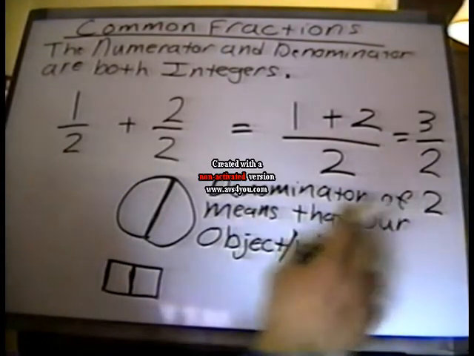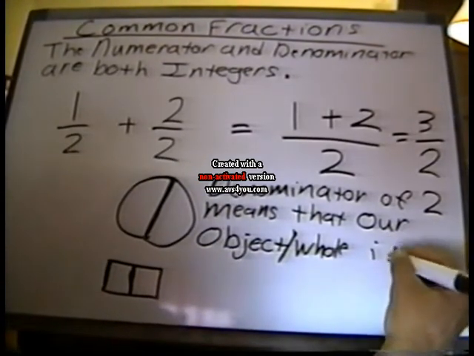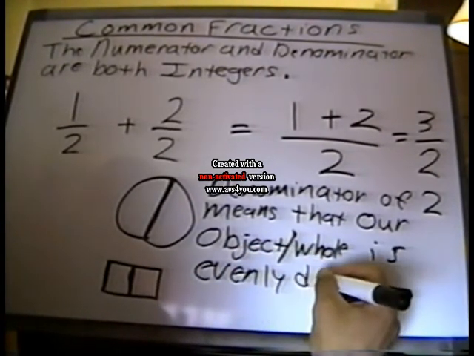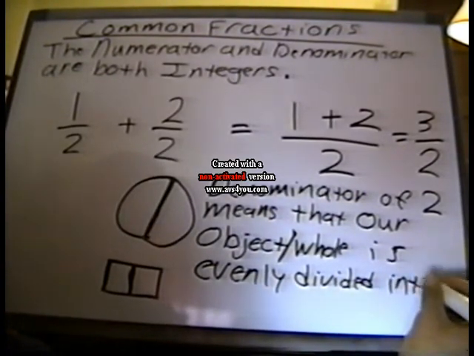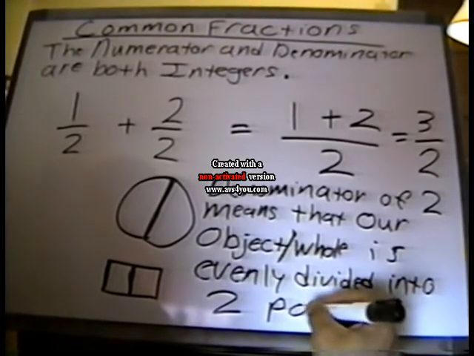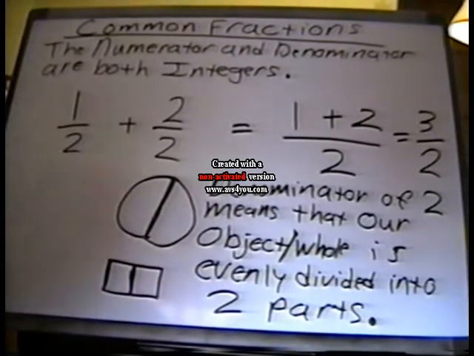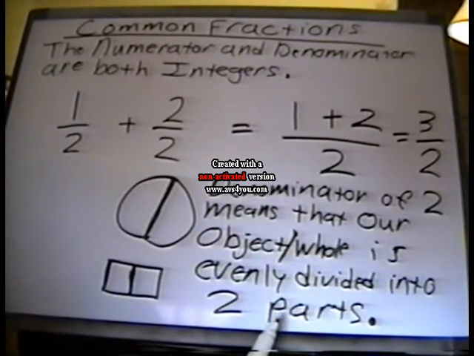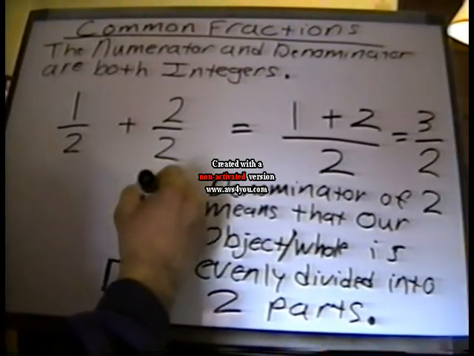So the denominator of 2 means that our object or whole is evenly divided into 2 parts. Or into 2 fractions, because remember, one of the definitions for a fraction is a part. So here we have this portion represented by 1/2.